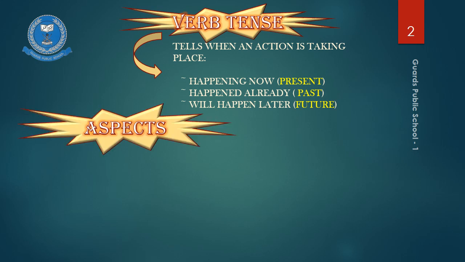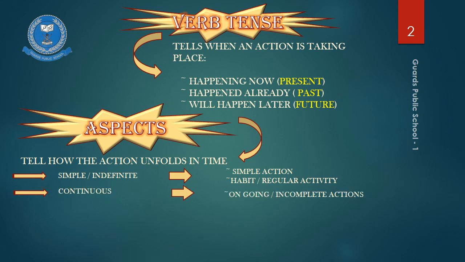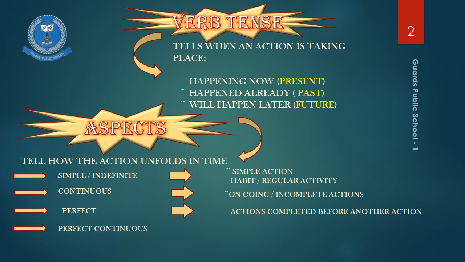I hope you remember there are four aspects of the verb tense which tell us how the action unfolds in time. It could be simple or indefinite tense, which tells us about simple action, a habit, or regular activity. The continuous tense to show an ongoing or incomplete action. The perfect tense, which shows actions completed before another action takes place. And the perfect continuous tense to show an ongoing action before another action takes place.